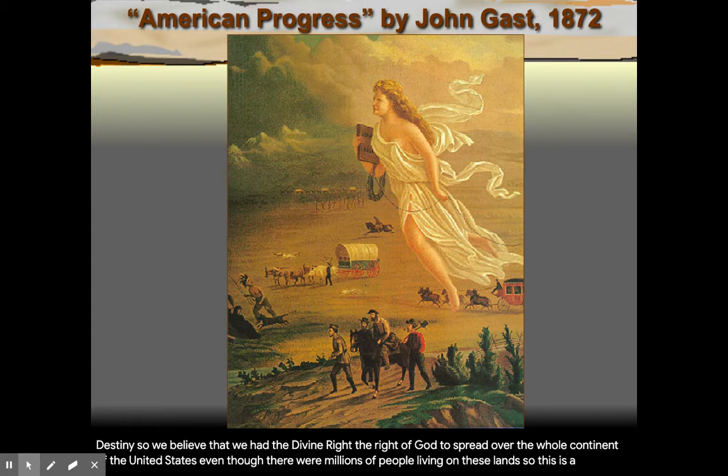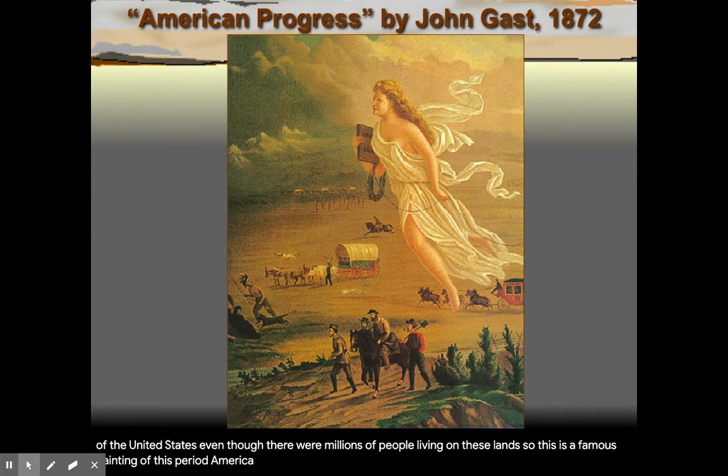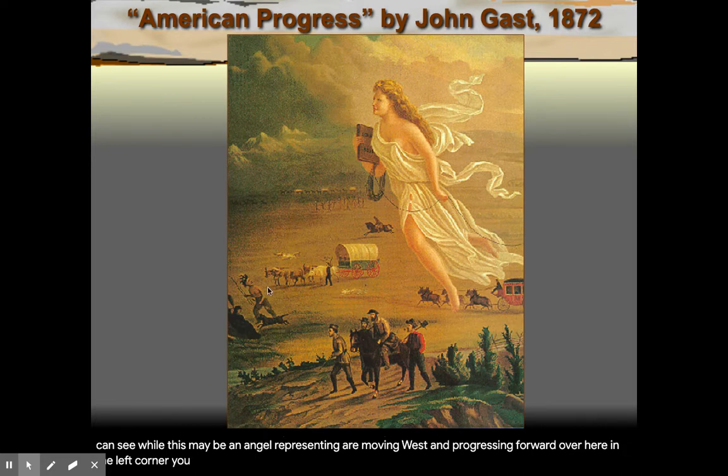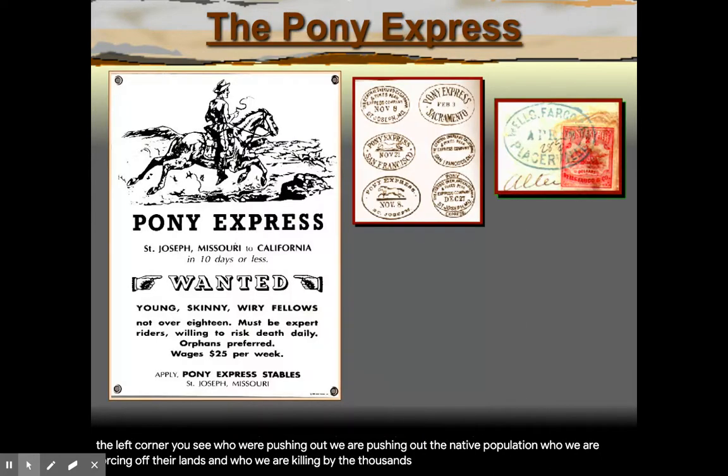This is a famous painting of this period, American Progress, 1872, us moving westward across the United States. But as you can see, while this may be an angel representing our moving west and progressing forward, over here in the left corner, you see who we're pushing out. We are pushing out the native population, who we are forcing off their lands, and who we are killing by the thousands.